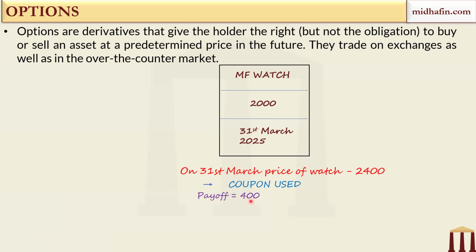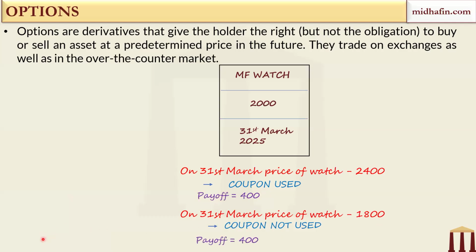But if the market price of the watch on 31st of March is $1,800, will you use this coupon? No. So what will be the payoff in this case? Zero. Okay, so I think there's a mistake over here. I think this will actually be equal to zero because you're not using this. So it's not actually 200 or negative 200, Lucky, because you're not using it. So there's no payoff. Got it?